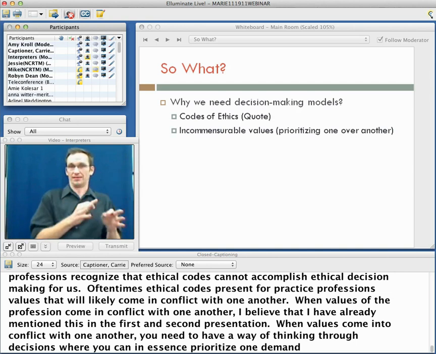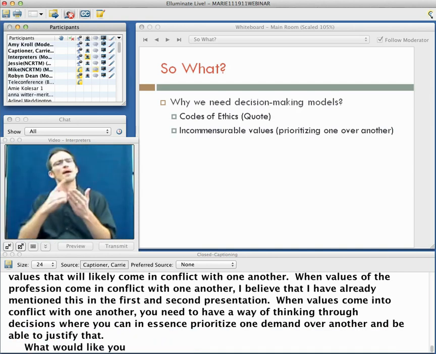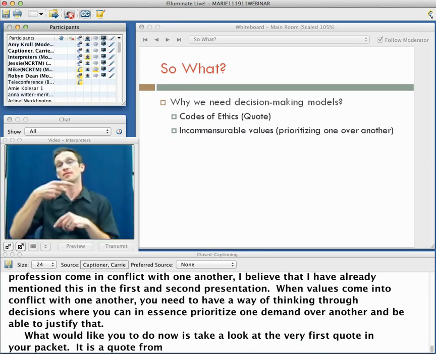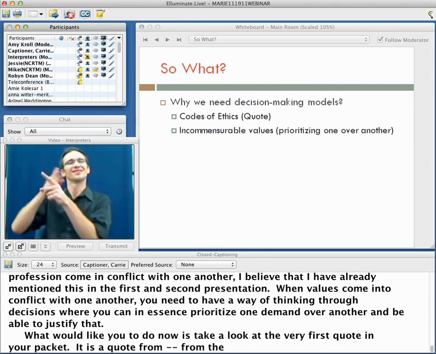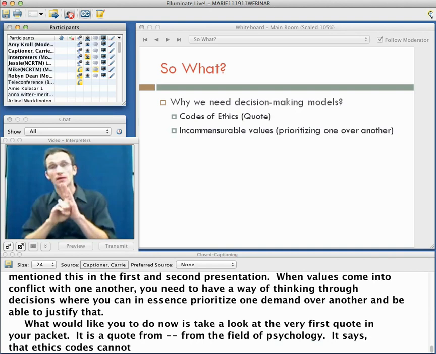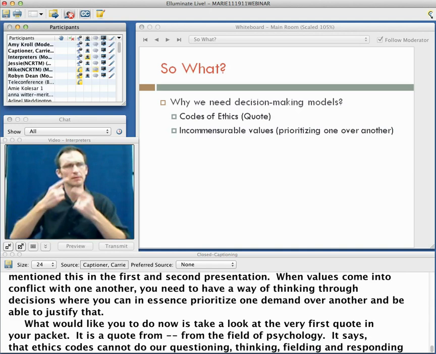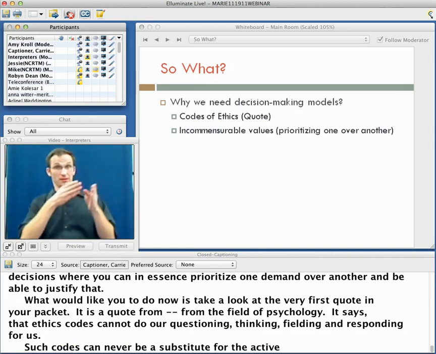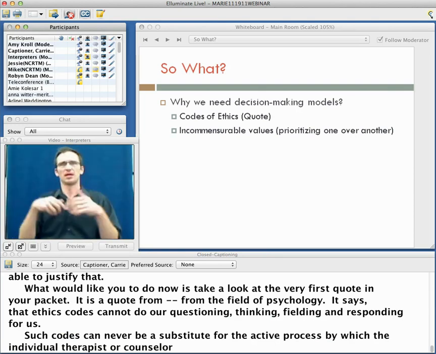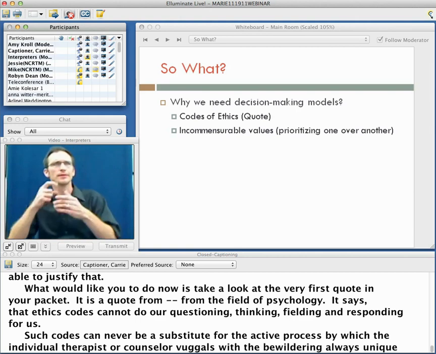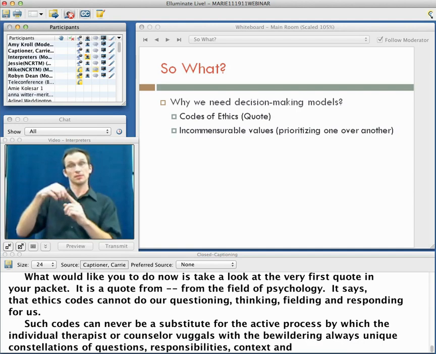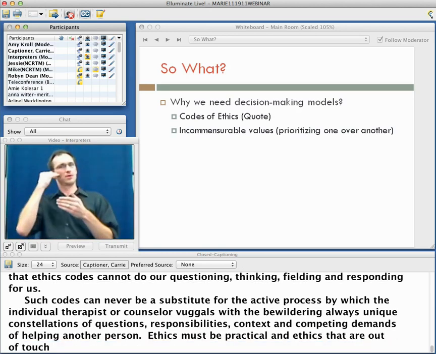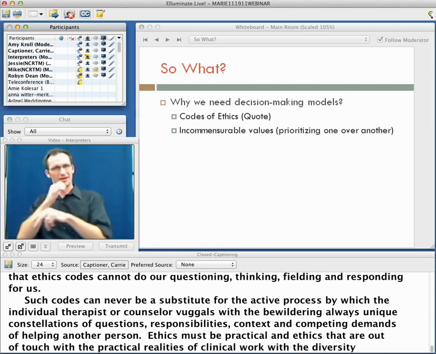What I'd like you to do now is take a look at the very first quote in your packet. It's a quote from Pope and Vasquez from the field of psychology. It says that ethics codes cannot do our questioning, thinking, feeling, and responding for us. Such codes can never be a substitute for the active process by which the individual therapist or counselor struggles with the sometimes bewildering, always unique constellations of questions, responsibilities, contexts, and competing demands of helping another person. Ethics must be practical, and ethics that are out of touch with the practical realities of clinical work, with the diversity and constantly changing nature of the therapeutic venture, are useless.